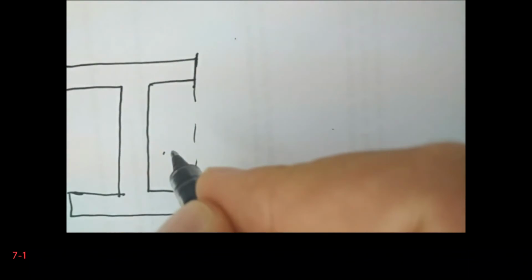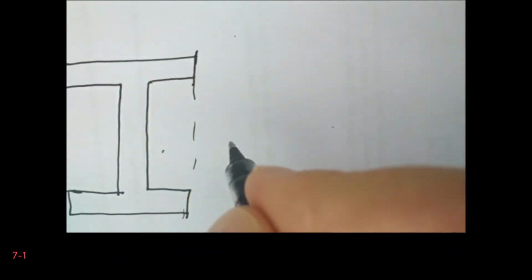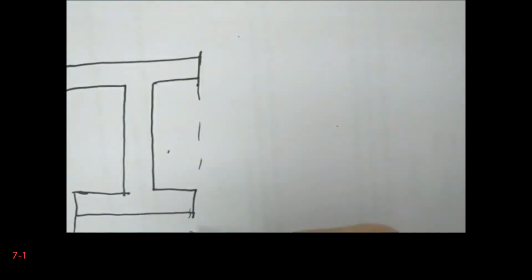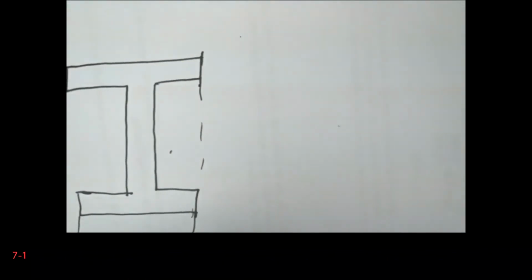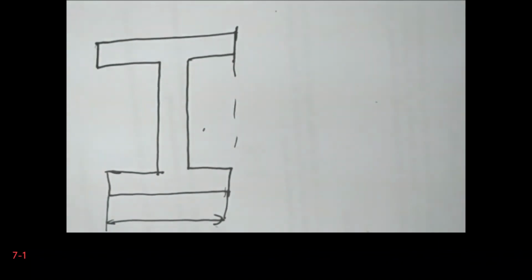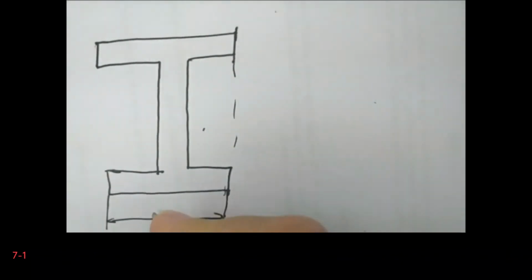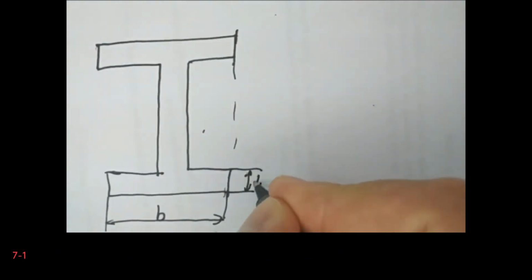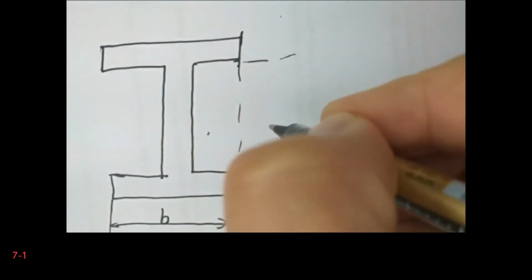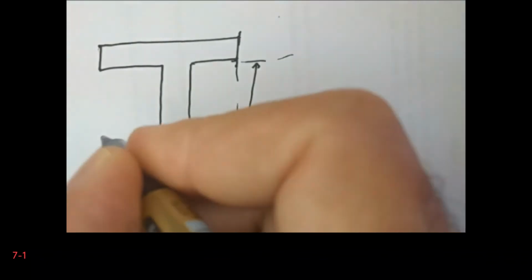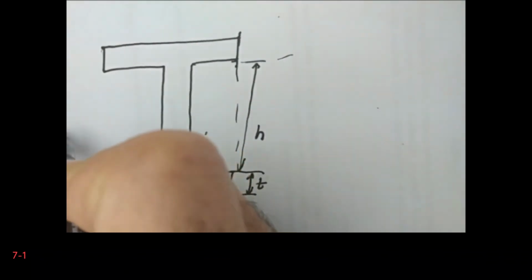Okay, this is our I-beam. Let's say that this width is B, this is T, this distance is H. The I-beam is symmetric in both axes, both horizontal and vertical axis.